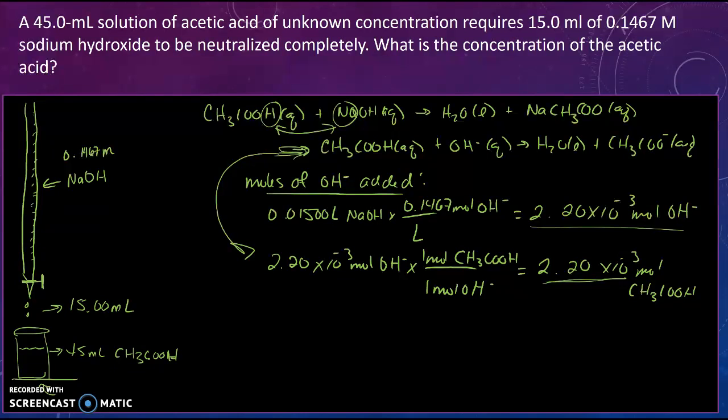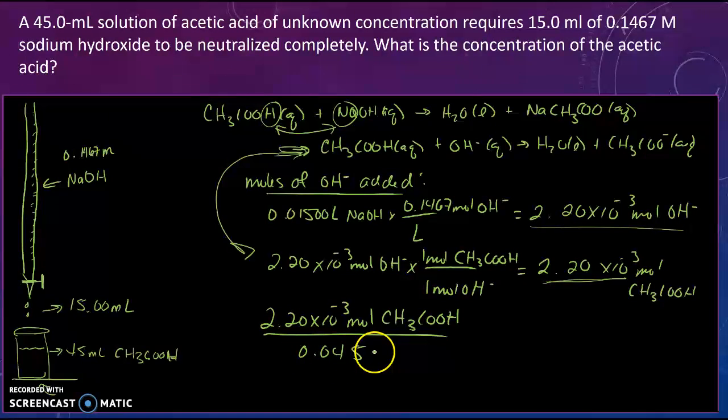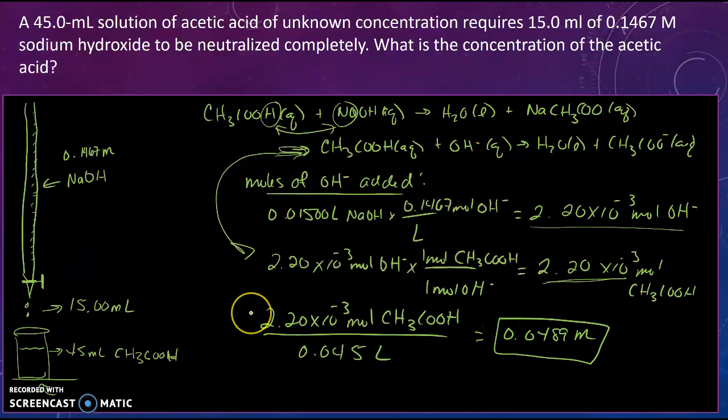But finally, the question is, what's the concentration of acetic acid? Well, now we can find that because concentration is moles per liter. And we know that we have 2.20 times 10 to the minus 3 moles of acetic acid. Originally, before it was neutralized, that's how much we had. And then that was in a volume of 0.045 liters. And so that gives us a final concentration of 0.0489 molar. Okay, so at the end, once we know how many moles of acid we had, we just divide by the original volume, and that gives us our concentration.